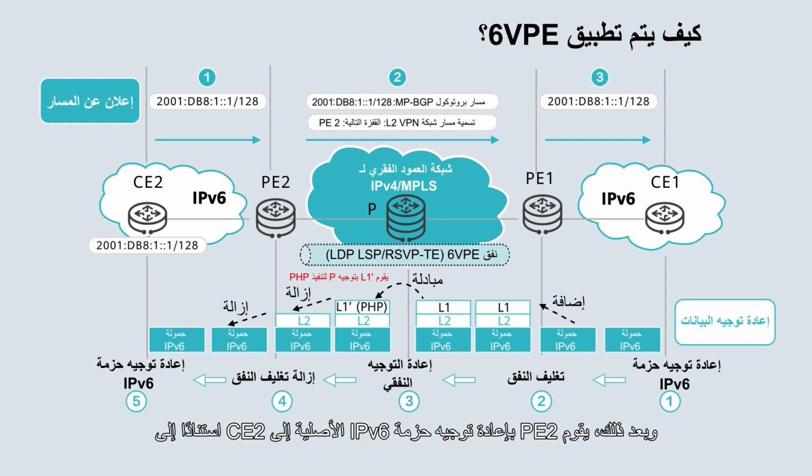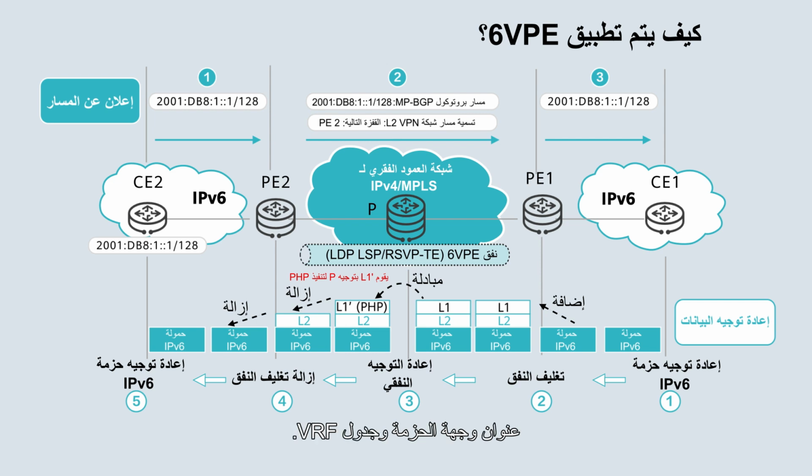Next, PE2 forwards the original IPv6 packet to CE2 based on the destination address of the packet and the VRF table. IPv6 packets are forwarded between CEs and PEs, and MPLS packets are forwarded between PEs. MPLS tunnels are established based on IPv4 routes. Therefore, PEs must support IPv4 or IPv6 dual stack.